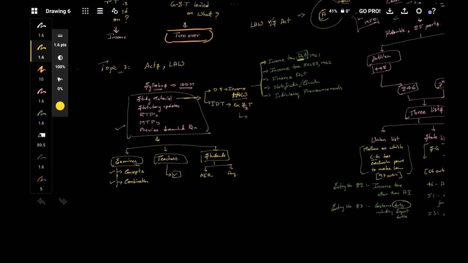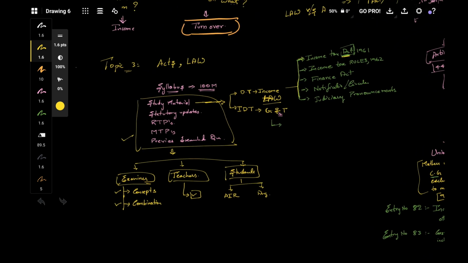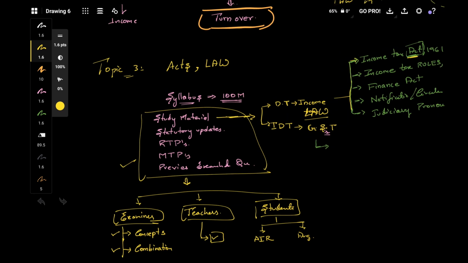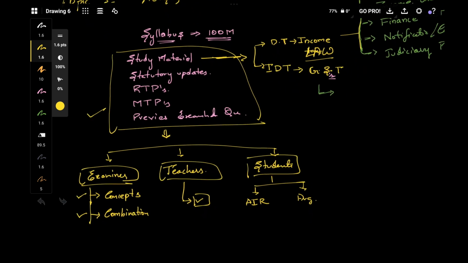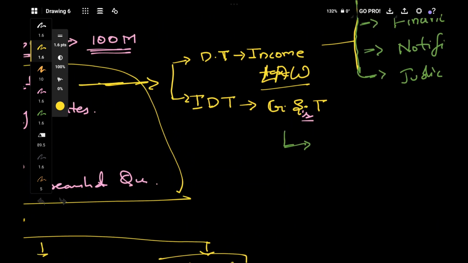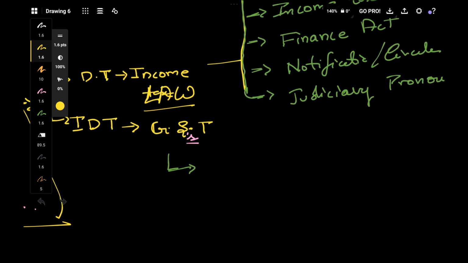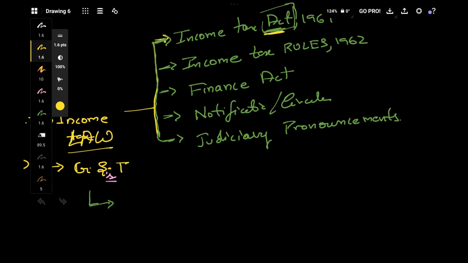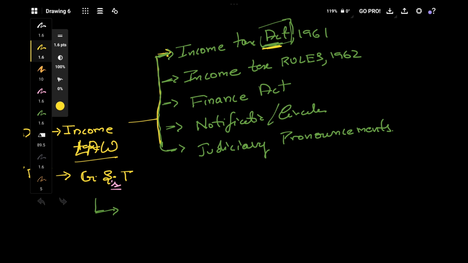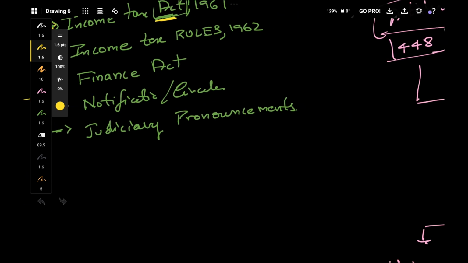This is lecture 3, and in the previous class, that's our topic 3, we discussed acts and law. This is our syllabus: study material, statutory update, revision test papers, MTPs, previous examination questions. In our study material, we have two different subjects, Income Tax Act and GST, and we have bifurcated income tax law into different components: Income Tax Act, Income Tax Rules, Finance Act, Notifications and Circulars, Judiciary Pronouncements.